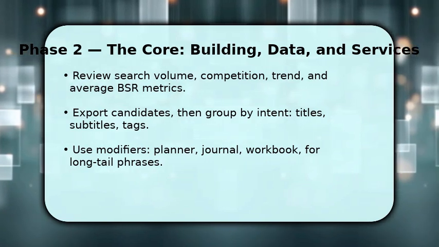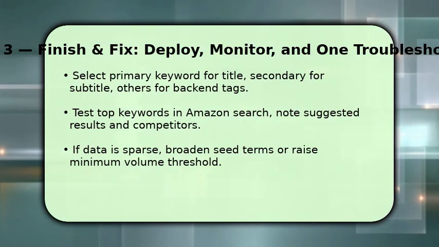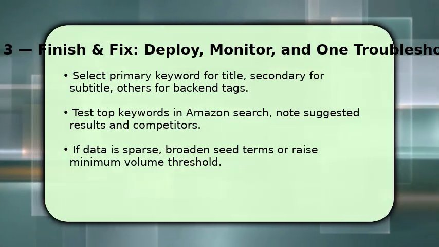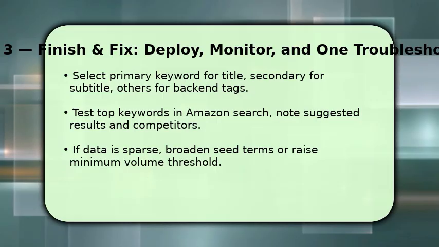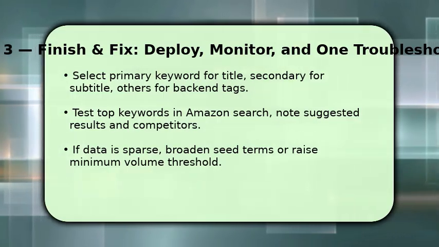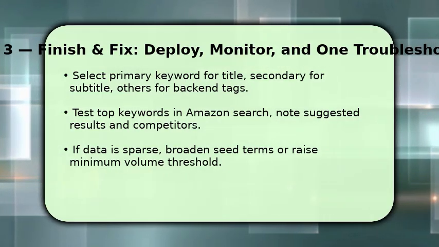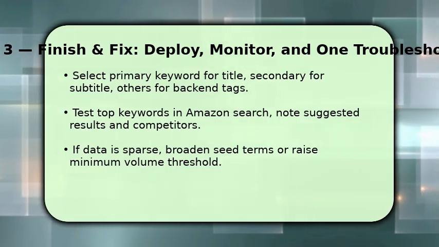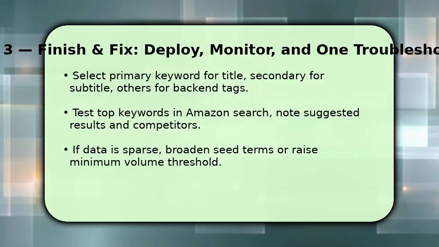You choose one strong primary keyword for the title, a complementary phrase for the subtitle, and fill backend tags with remaining high-relevance terms. Once set, test them live in Amazon search to observe auto-suggestions and competing listings. This validates intent.